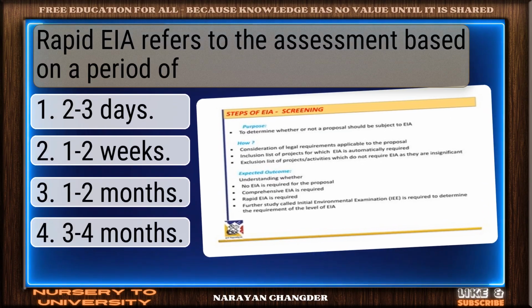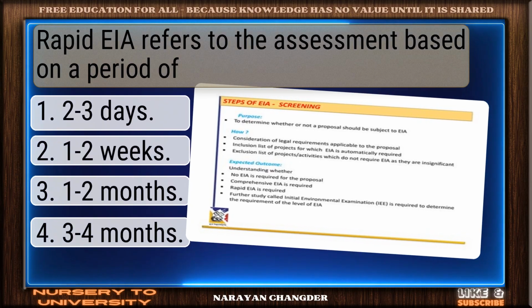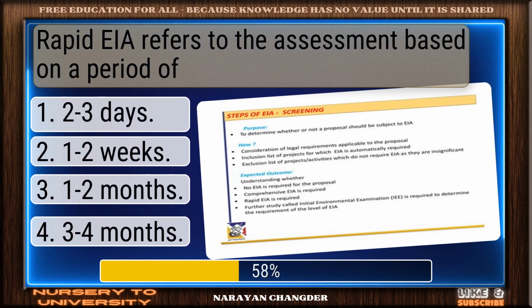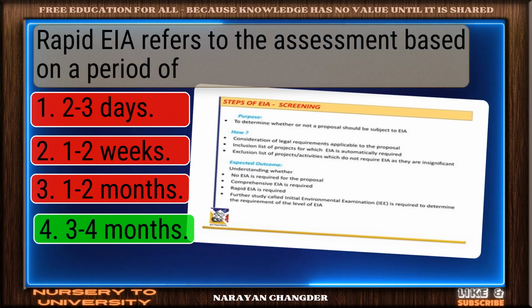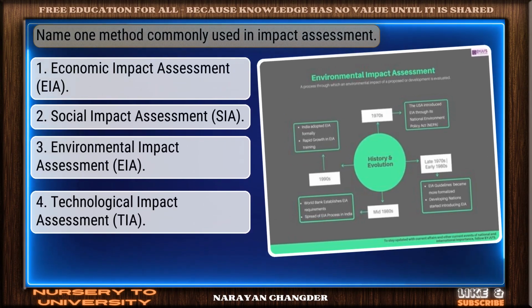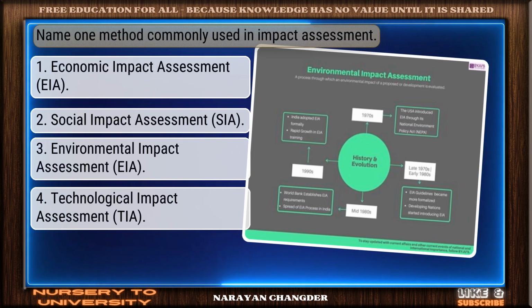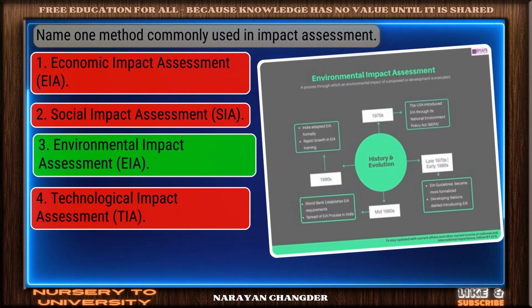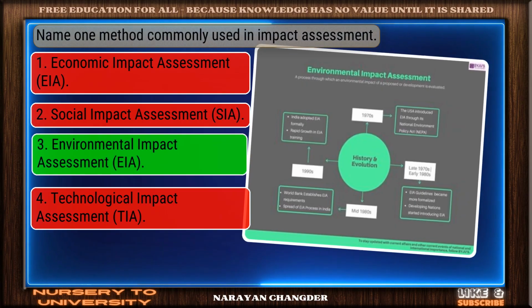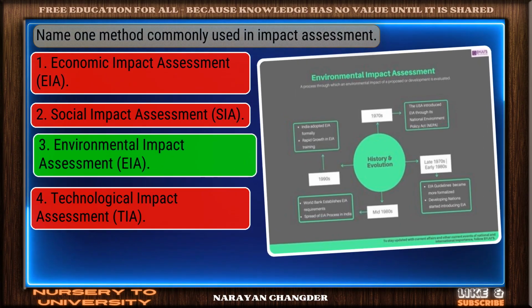Rapid EA refers to the assessment based on a period of. You're right. 3-4 months is the correct answer. Name one method commonly used in impact assessment. Excellent. Environmental impact assessment is a brilliant choice.